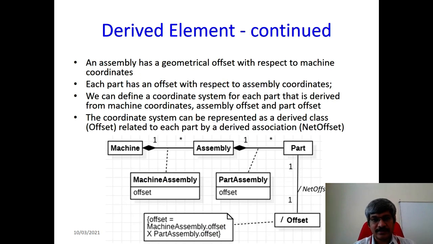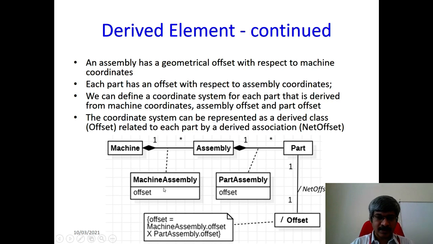I will try to talk about these other derived elements through an example. A machine will be composed of several assemblies. We have also seen composition. An assembly is composed of several parts. So this is the basic application. This composition will have an association class which defines, in this example, where I have kept the names simple, machine assembly and part assembly.